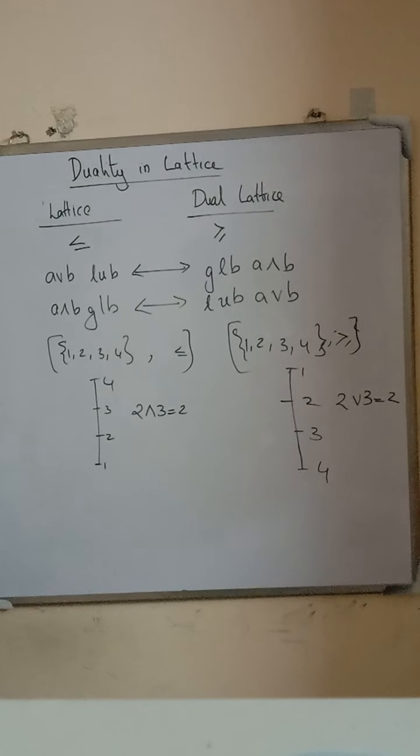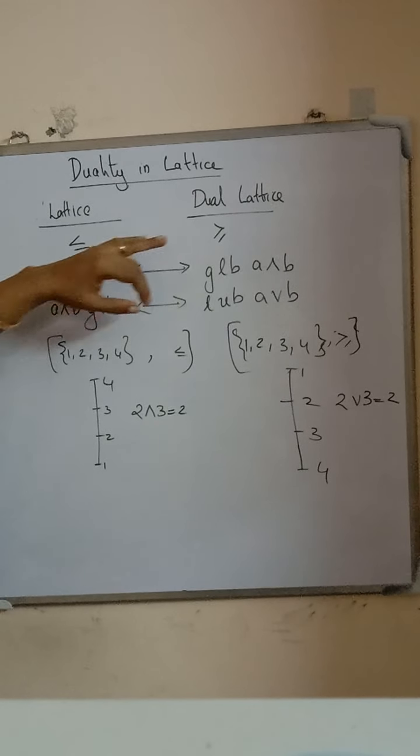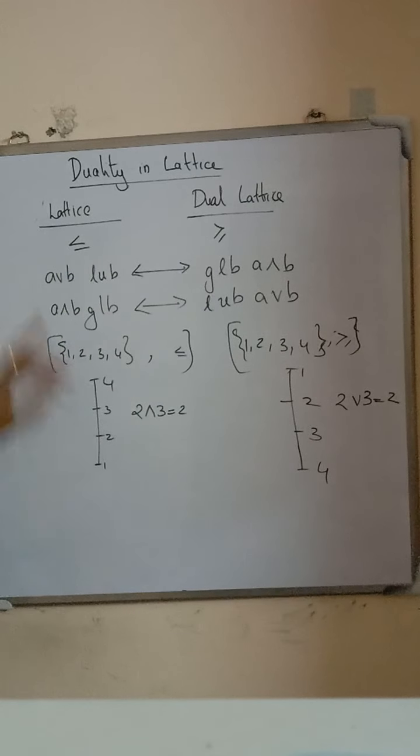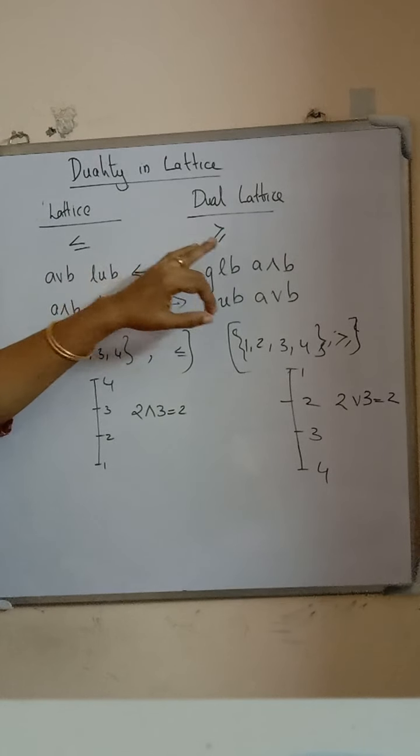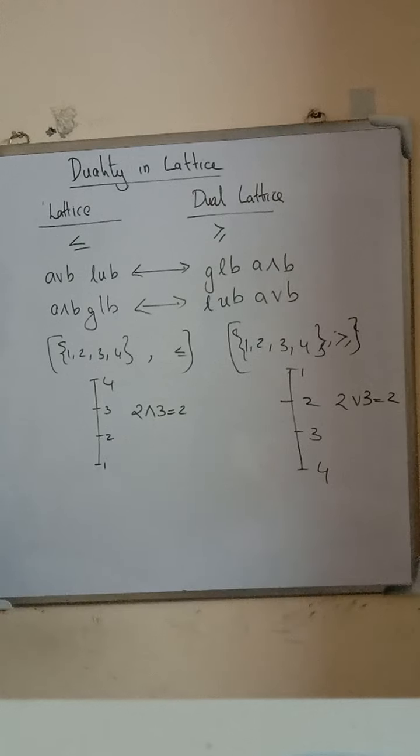Today we discuss the topic duality in lattice. First of all, when less than or equal to is a partial ordering relation on S, then definitely greater than or equal to, its converse, is also a partial ordering relation on S. For example, if less than or equal to denotes the divisor of, then greater than or equal to denotes multiple of.